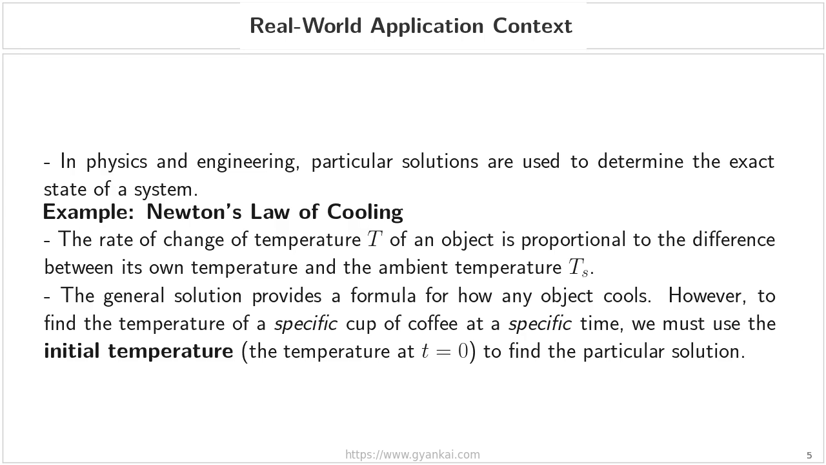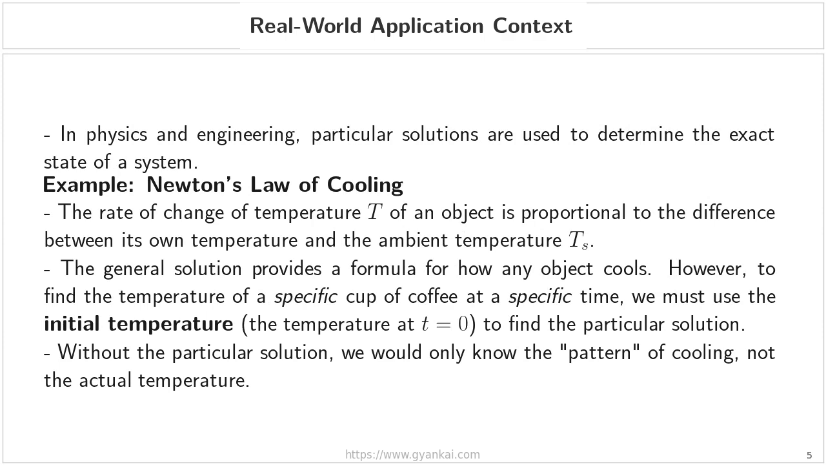This general solution is quite powerful because it provides a universal formula for how any object cools down. However, this formula alone isn't enough to tell us the temperature of a specific cup of coffee at a specific time. To do that, we need an initial condition, specifically, the initial temperature of that coffee at time 0. By using that starting temperature, we can find the particular solution. As you can see, without the particular solution, we would only understand the general pattern or the behavior of cooling, but we wouldn't be able to predict the actual numerical temperature. In the next slide, I'll highlight some common pitfalls to watch out for when you're performing these calculations yourself.